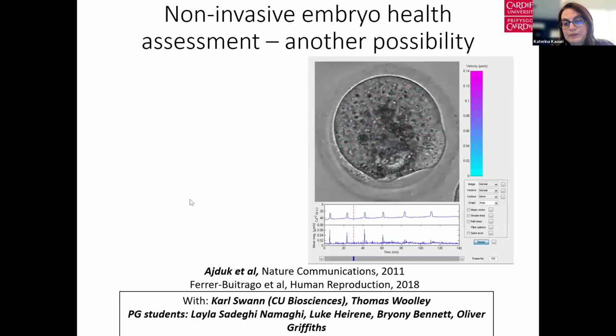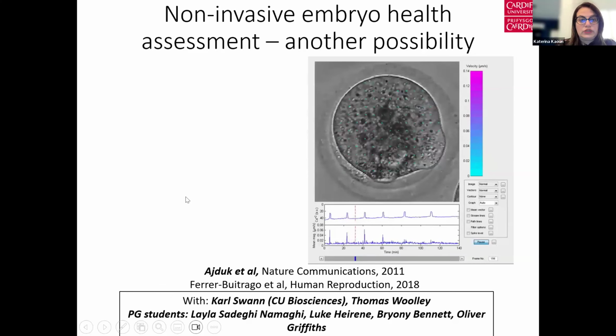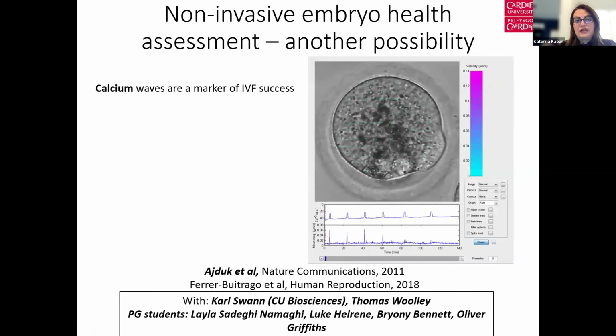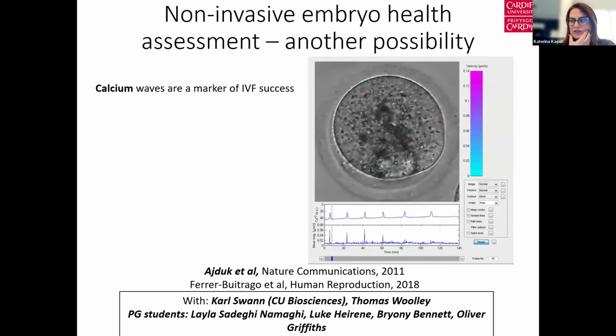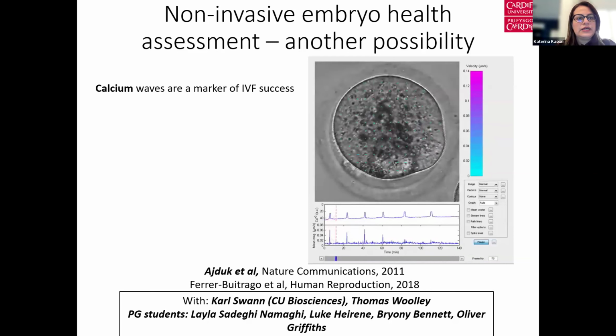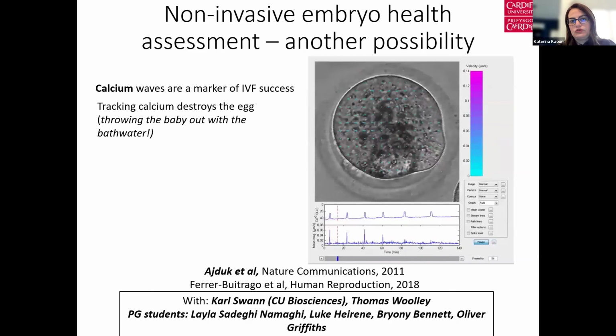So this correlation is important. Calcium waves are a marker of IVF success. This was found very recently in 2018 by a clinic in, I think it was Belgium. I don't remember exactly, but anyway, it's published, it's 2018. However, to track calcium, you destroy the egg. So it's throwing the baby out with the bathwater. So what can we do?